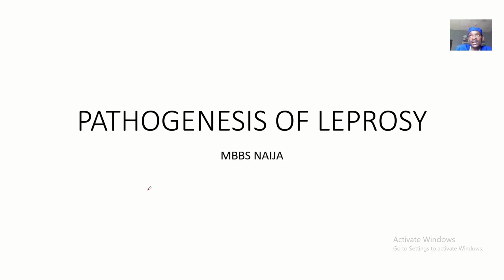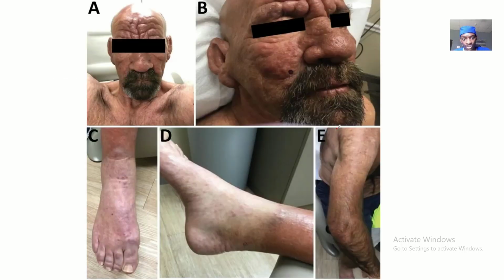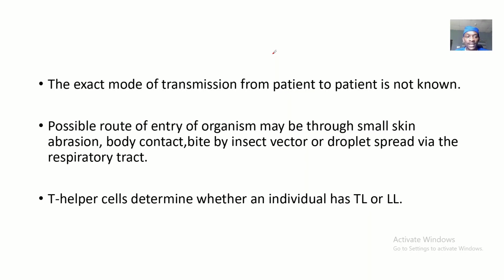You know that leprosy you can get directly from the microorganism, or the microorganism can spread from patient to patient. So now let's talk about the pathogenesis of this disease condition. This should definitely be lepromatous leprosy because the face looks like that of a lion, and that's what they call the leonine facies. Guys, the exact mode of transmission from patient to patient is not known.